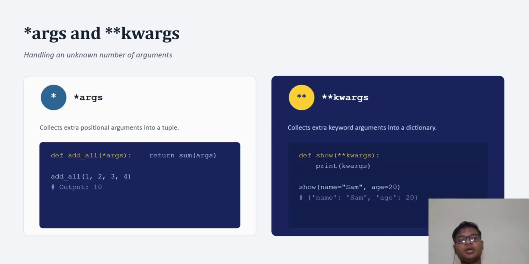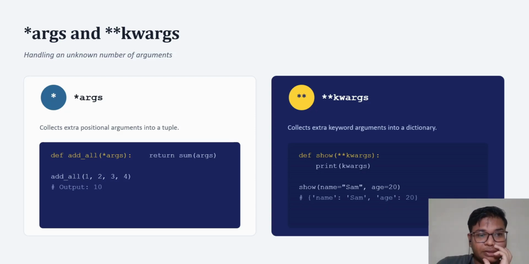Let's talk about what we mean by *args and the double star **kwargs. So, handling an unknown number of arguments. If we have to handle an unknown number of arguments, how is this possible? What do you mean by *args? That's the args that collects extra positional arguments into a tuple.